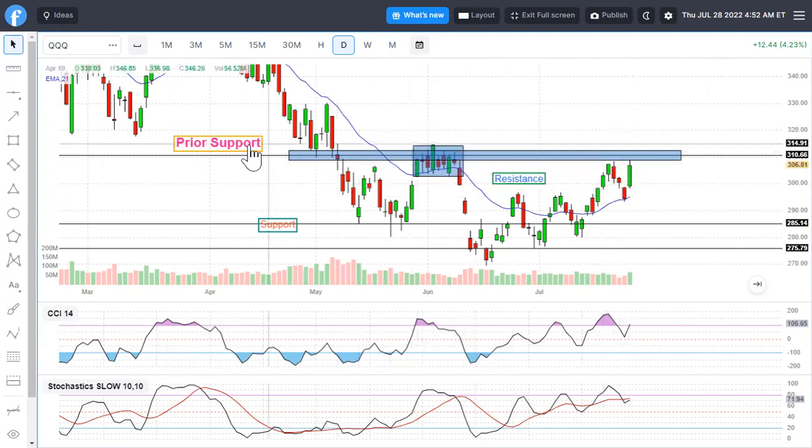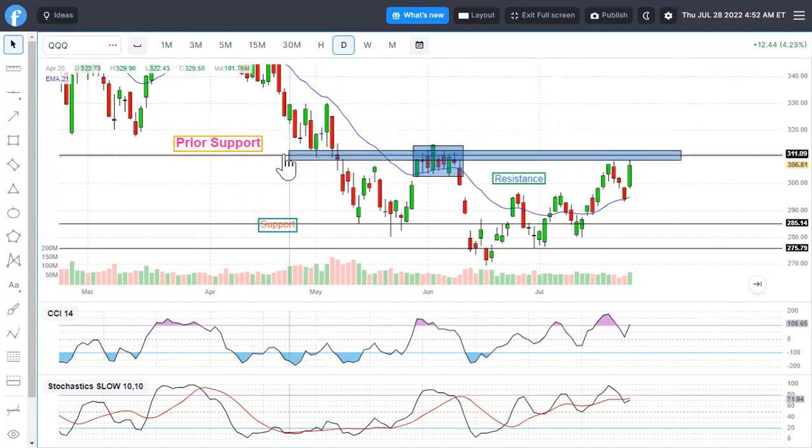But what we're seeing here, I just wanted to go over the technicals so you guys can actually visualize and conceptualize what we're seeing. So first and foremost, we're going to draw some support and resistance lines here, right? In order for us to see where exactly the Qs can go next.